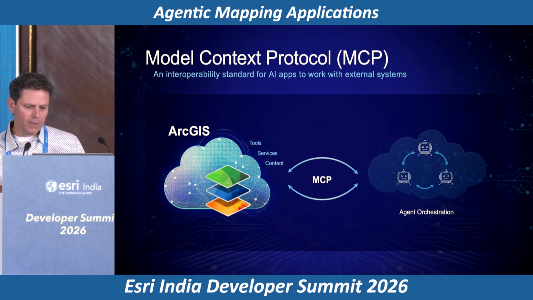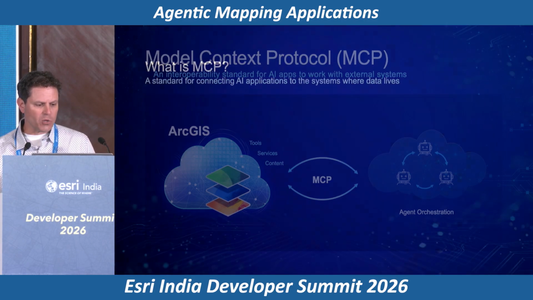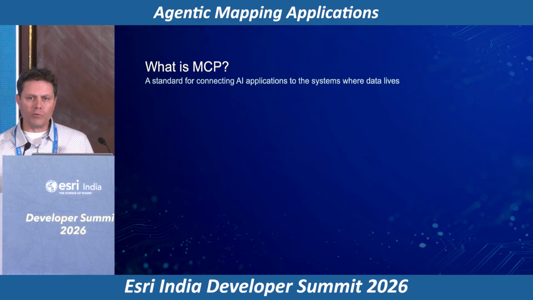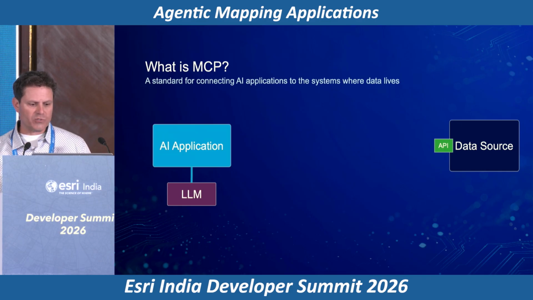Yes, it's available in beta now, but this MCP work is actually quite near to being released. Okay, so what is MCP? Well, we just mentioned that it's a standard for connecting AI applications to systems where data lives, and in our case, to GIS systems. So we've got an AI application. It's a third-party application. It uses an LLM, just like our AI applications do.